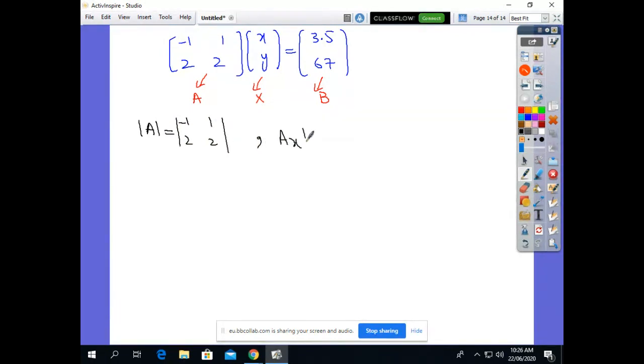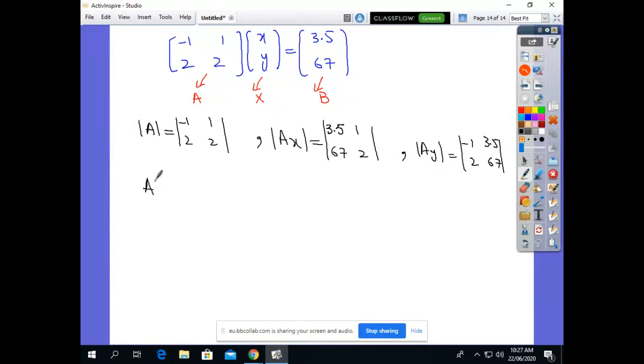Similarly, the determinant of AX. How do we write AX? Instead of the X values, we write the matrix B, which is 3.5 and 67, and the other values are the same. Similarly, for AY, we write 3.5 and 67 instead of Y, and the other two elements are the same, that is -1 and 2.